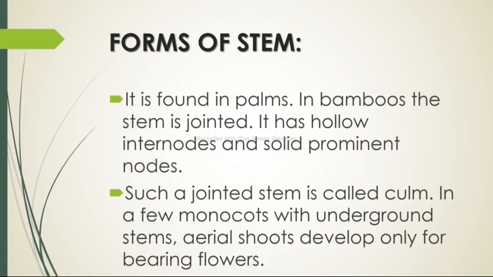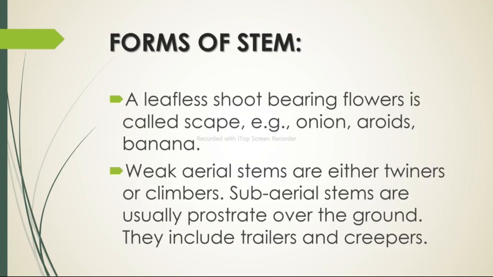It is formed in palms. In bamboos, the stem is jointed. It has hollow internodes and solid prominent nodes. Such a jointed stem is called the culm. In a few monocots with underground stems, the aerial shoots develop only for bearing the flowers. A leafless shoot bearing the flowers is called the scape. And the examples are onion, aroids, and banana.